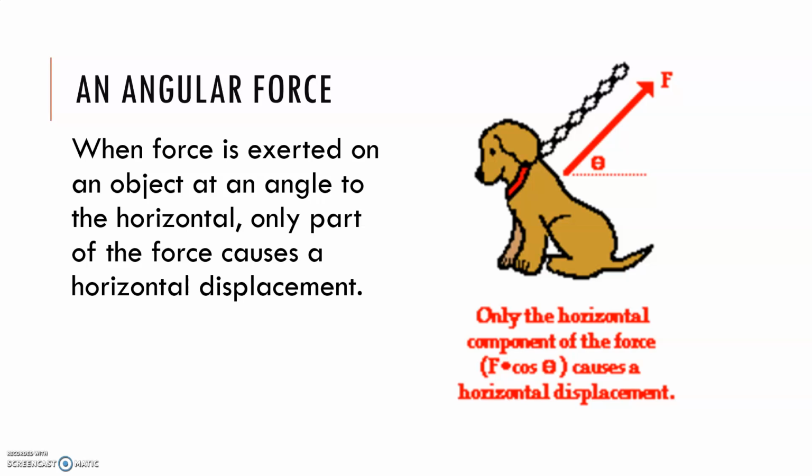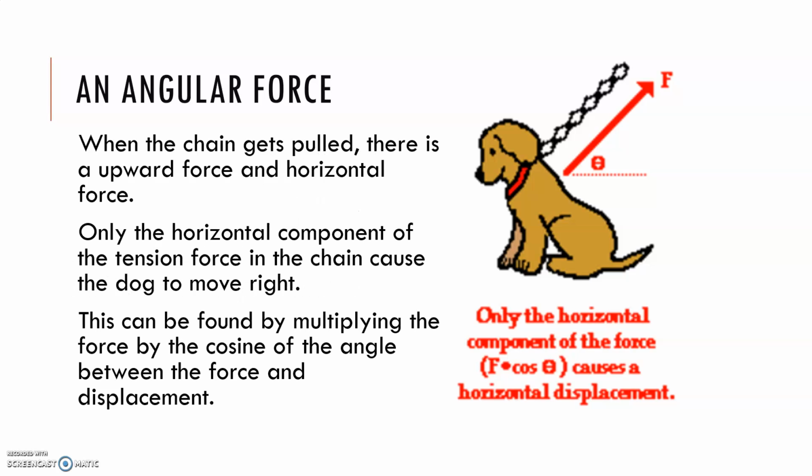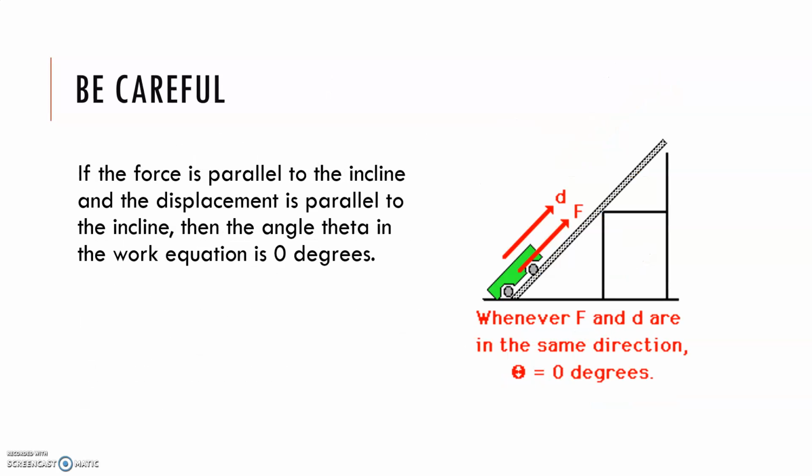When a force is exerted on an object at an angle, only part of that force is going to be calculated. So for example, if we have an object being pulled horizontally up, we're going to only look at that horizontal. So using the angle between the force and the horizontal is what angle we are going to be using when doing the cosine. You want to be careful.